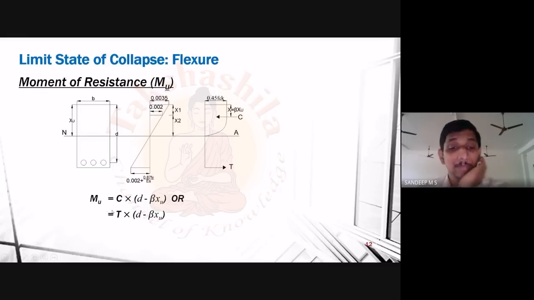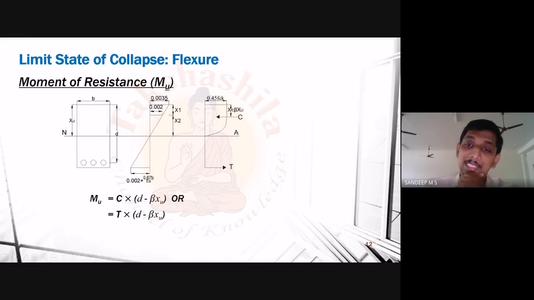Moment of resistance Mu is equal to C into (d minus beta times Xu). What is this, d minus beta times Xu? You see this figure. d is our effective depth, which is the distance from the top fiber to the centroid of our reinforcement, and minus beta times Xu. What is this beta times Xu? You see the stress block, you can see that our total compressive force is assumed to be acting at the centroid, and we have already calculated the value of beta for conventional concrete. Please note, this is for conventional concrete. And we have seen that the value of beta was coming around 0.42.